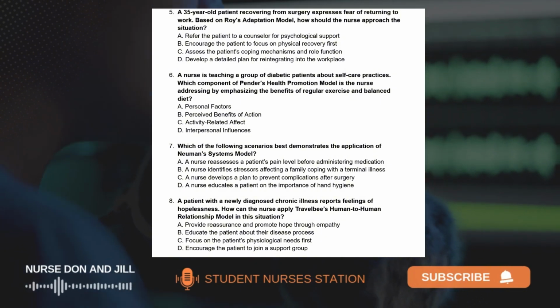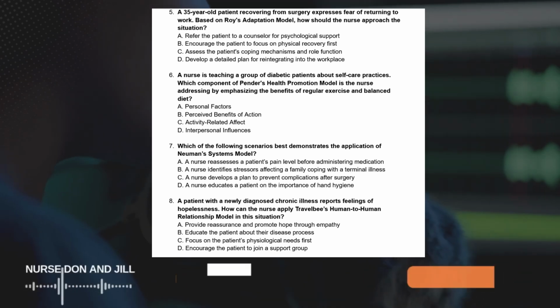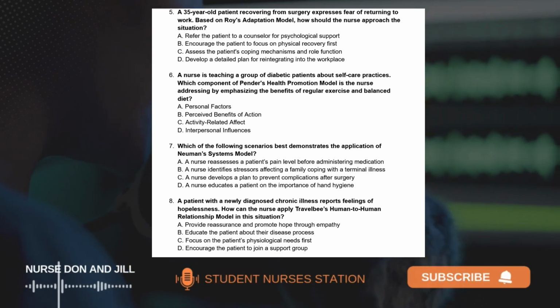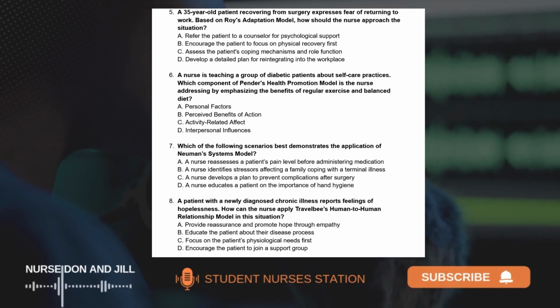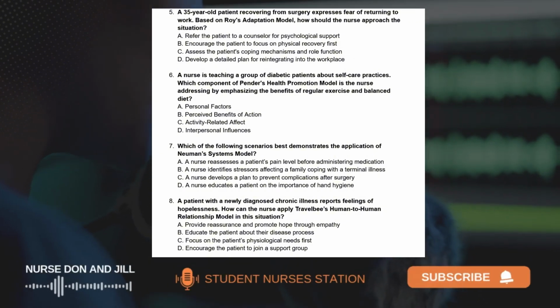Absolutely. So I would say the nurse should assess the patient's coping mechanisms and role function. That's option C. You got it. Roy's model really stresses how important it is to understand how a patient adapts in different areas of their life. This patient is scared because the surgery might affect their ability to work and fulfill their role. So the nurse needs to understand how they've coped with challenges in the past, what their current role looks like, and what kind of support systems they have.